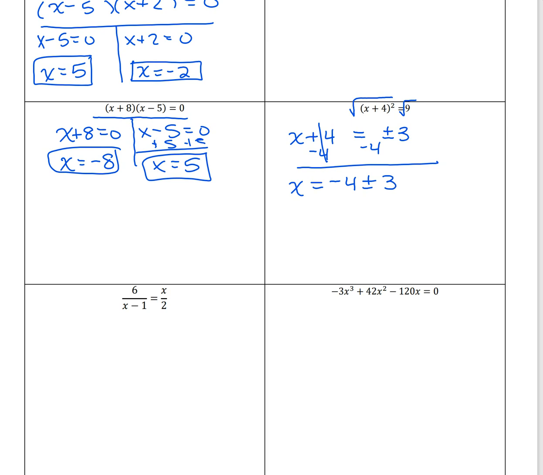Now, negative 4 plus 3 is negative 1. And then I could have negative 4 minus 3, which is negative 7.